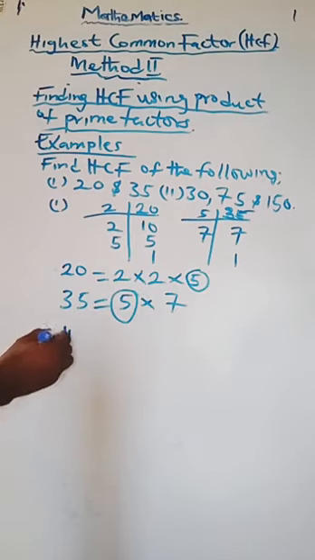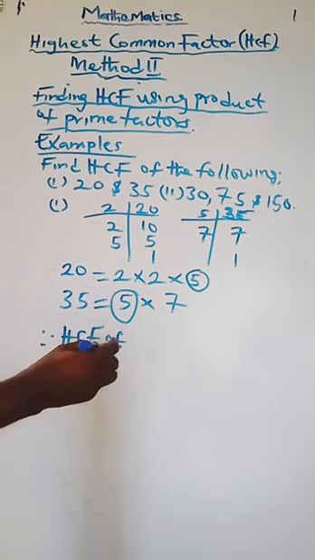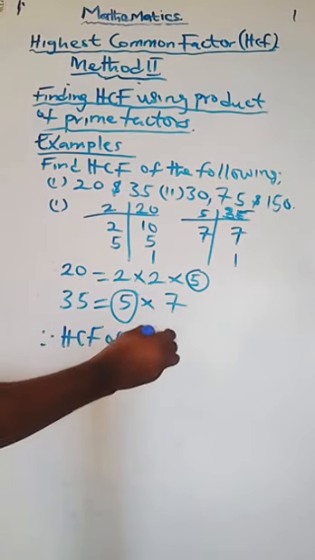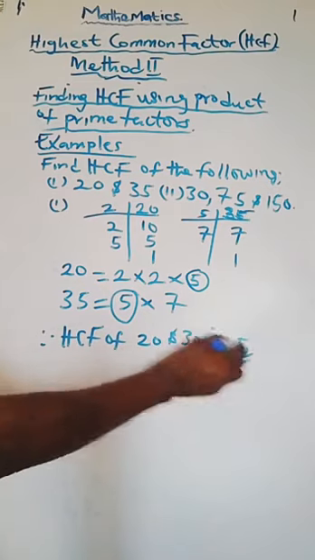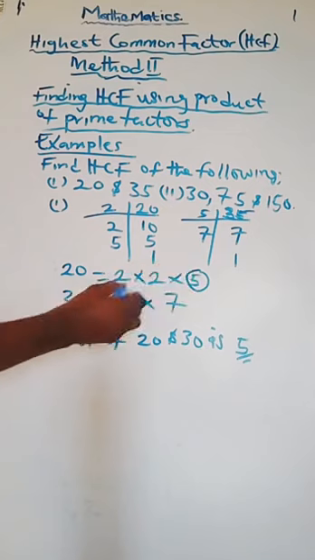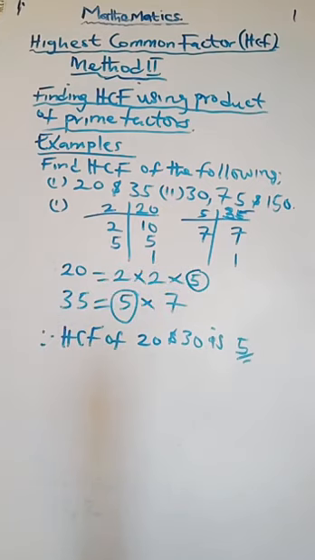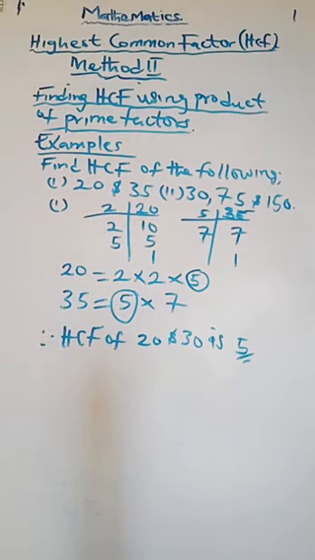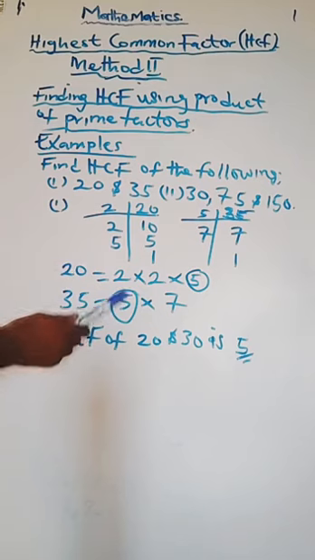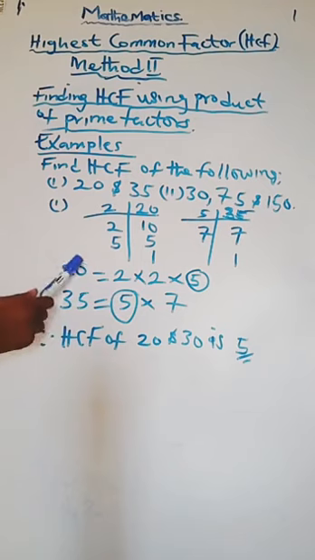Therefore, HCF of 20 and 35 is 5, because 5 is the highest factor that is common to the two of them. So you pick one out of the two. You don't pick the two, you pick just one out of the two. And if you look at it, it is true that 5 can divide 20 and can also divide 35. So it's common to them. 2 can divide 20 but it cannot divide 35. 7 can divide 35 but it cannot divide 20. So 5 is the answer for that.